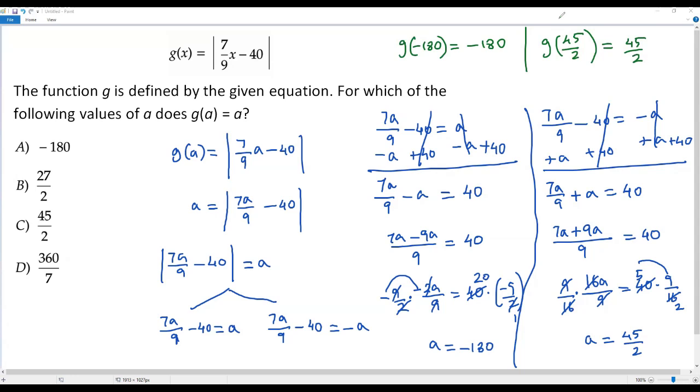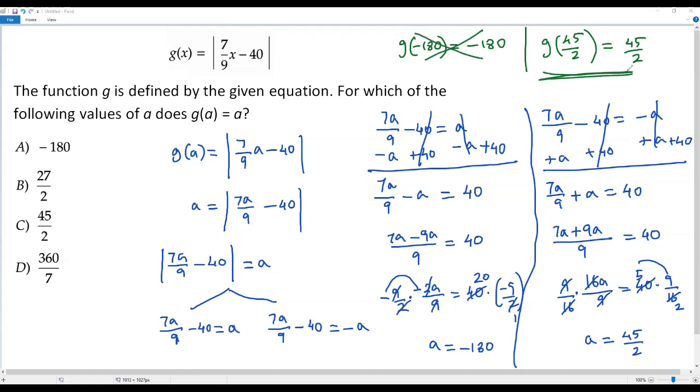Okay, now let's consider the given equation over here. That is g of x equals the absolute value of 7 over 9 times x minus 40. On the left side we have g of x, on the right side we have an absolute value. The result of an absolute value is always either positive or 0. In this case, let's consider the first one we have over here. The same function g on the left side we have over here. On the right side we have a negative value. There is no chance for that, because in the given function g of x we have an absolute value on the right side. We must always get a non-negative value on the right side, but here for the same function g, when a equals negative 180, we get a negative value on the right side, so we can reject this one.